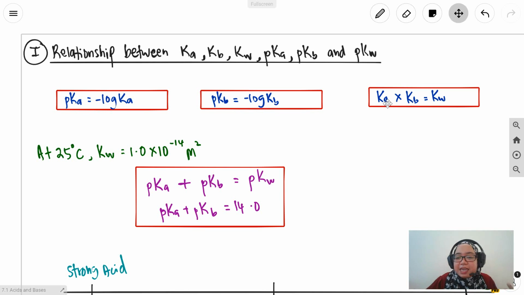So Ka times Kb is actually equals to Kw. Okay, so we know that at 25 degrees Celsius, Kw is actually 1 times 10 to the power of negative 14. Okay, so sekarang ni kita tahu sebabkan pKa plus pKb sama dengan pKw. So we know that pKa plus pKb akan equals to 14.